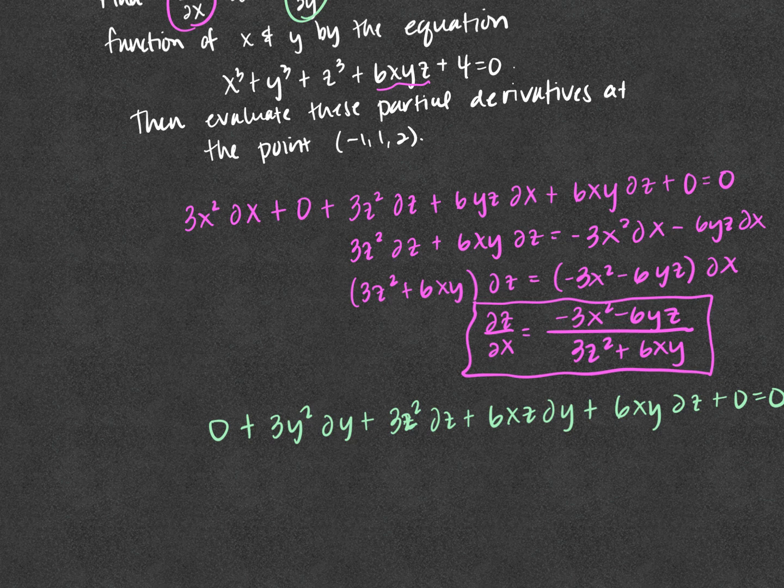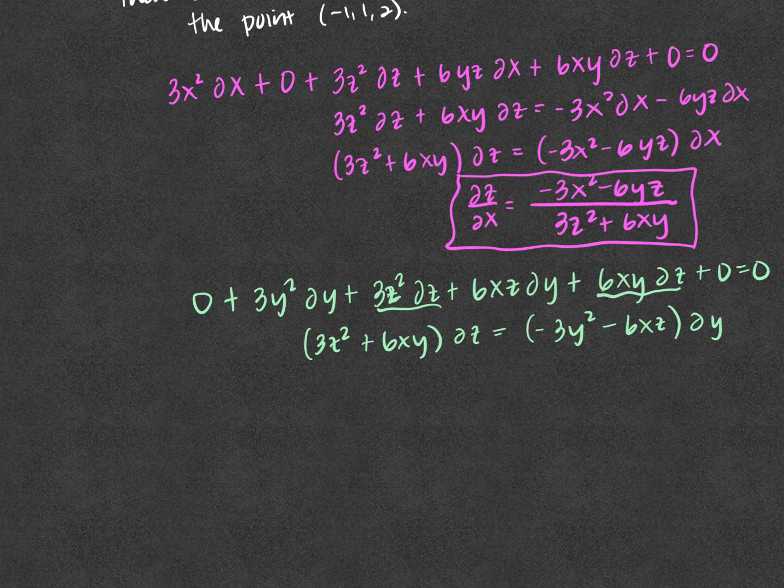So I'm going to go ahead and factor. Here I have a z, and here I have a partial with respect to z. So I have 3z squared plus 6xy partial with respect to z, equals, on the other side, I have negative 3y squared minus 6xz partial with respect to y. So we can finish it by dividing. So we have the derivative of z with respect to y, and then the top is negative 3y squared minus 6xz, and the bottom is 3z squared plus 6xy.